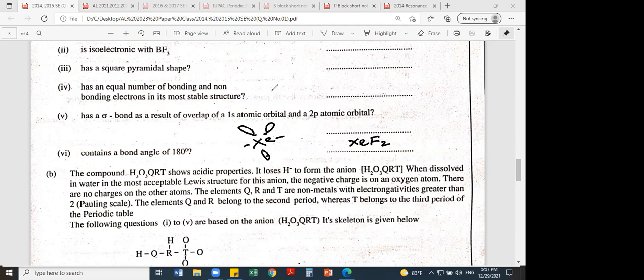But actually, if you take here, what is the molecular geometry? Okay, who can tell the molecular geometry? Electron pair geometry of XeF2. What is the electron pair geometry of XeF2?